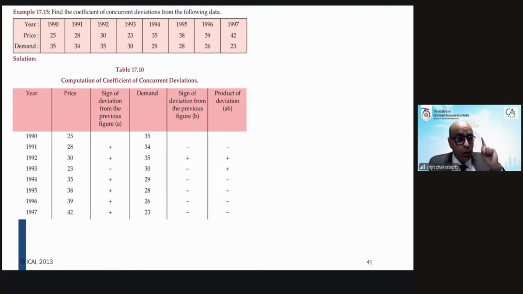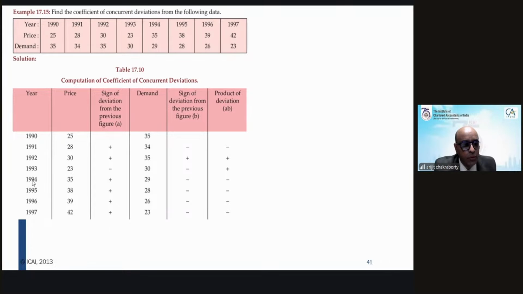इसके बाद गौर करिए friends, 93 में students please see, it is now 23. That is from price of 30, it has become 23. यानी negative side में deviation हुआ है. So तीसरा column, in the third column, please see that the sign which is used is a negative sign. Again 1994, the price has increased from 23 to 35. So positive sign.